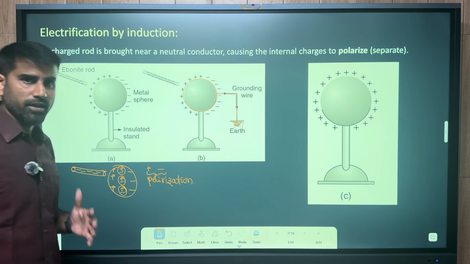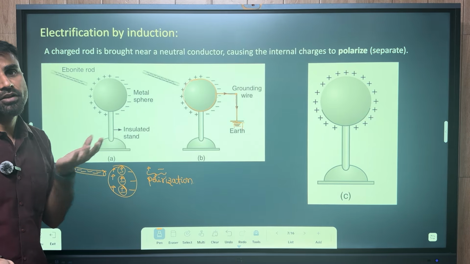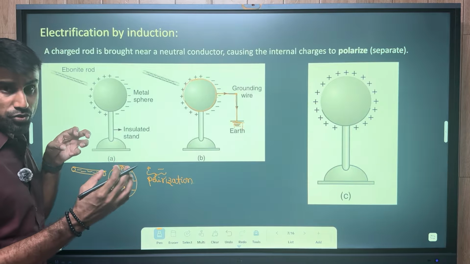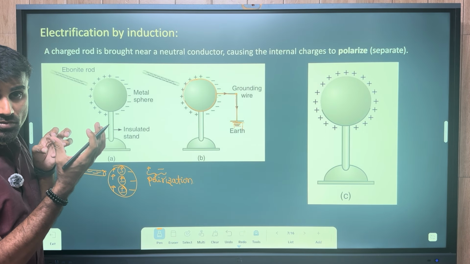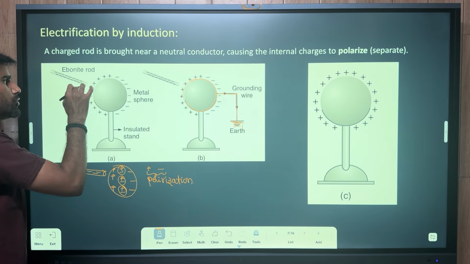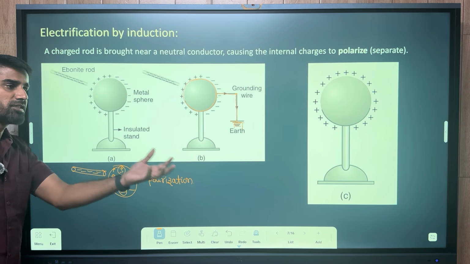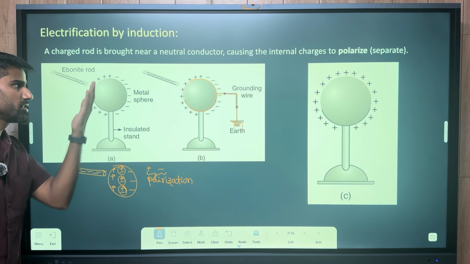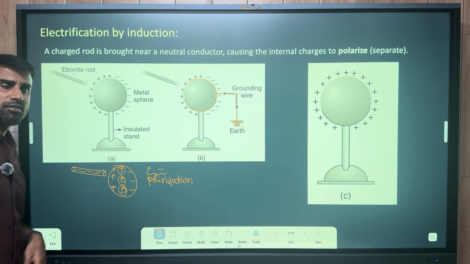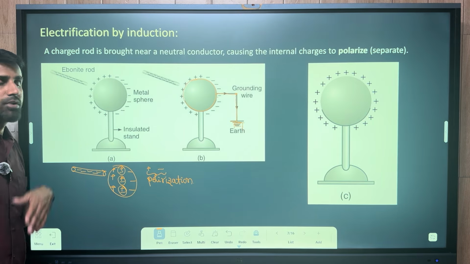Okay, so what exactly happened? Let me explain it again. I have taken a neutral metal sphere and an uncharged glass rod, and this charged glass rod is kept close to the conducting sphere, I mean the neutrally charged metal sphere. Then this rod tries to push the similar type of charges, that means the negative charges, and it tries to attract opposite polarity charges, that means positive charges. So at this stage we cannot decide whether this object has positive charge or negative charge. We are not able to decide that.